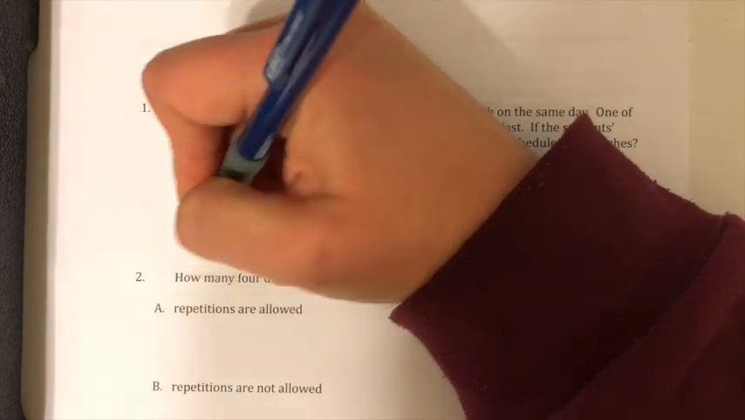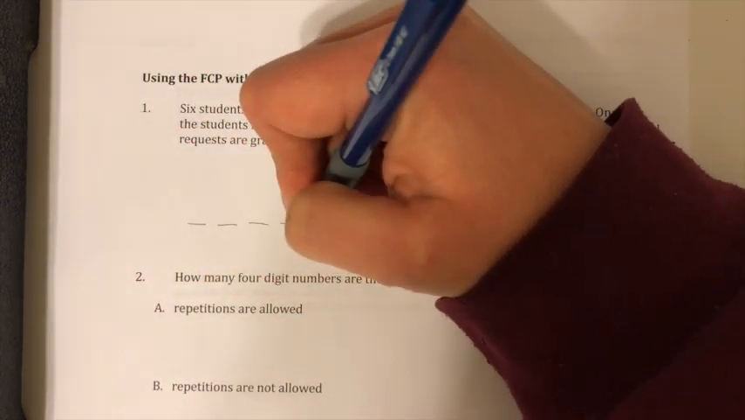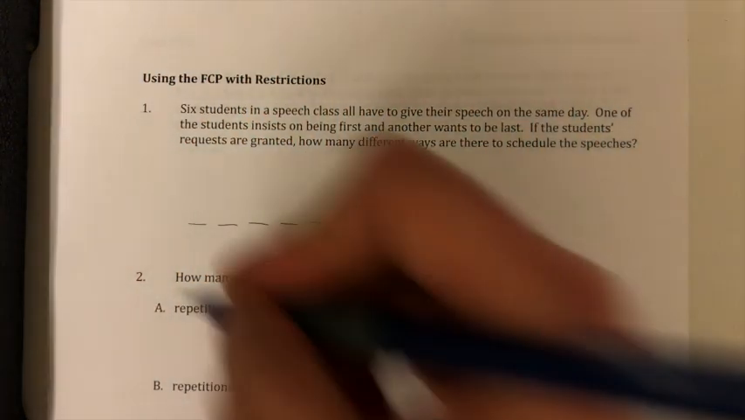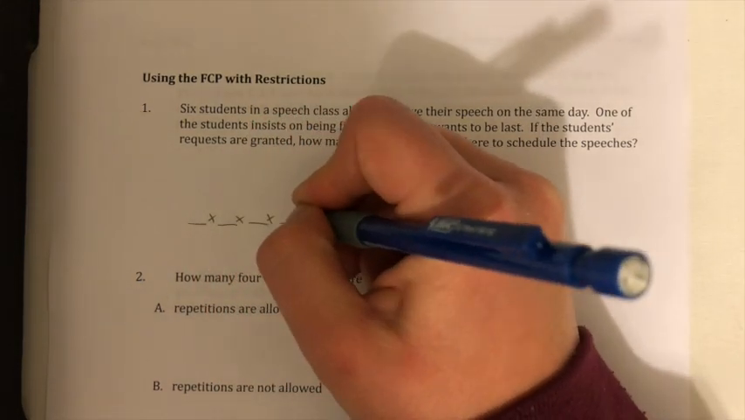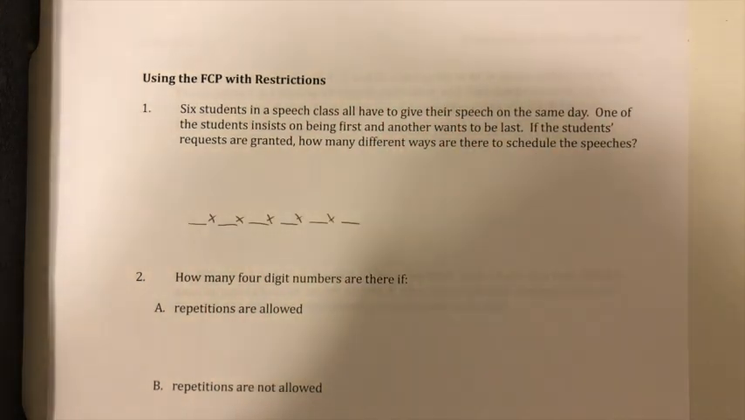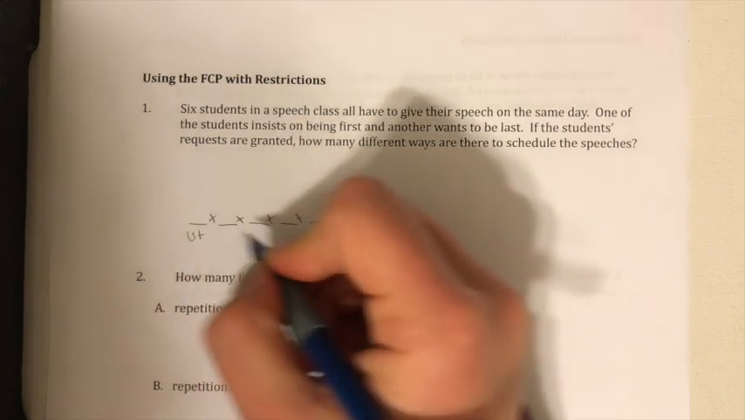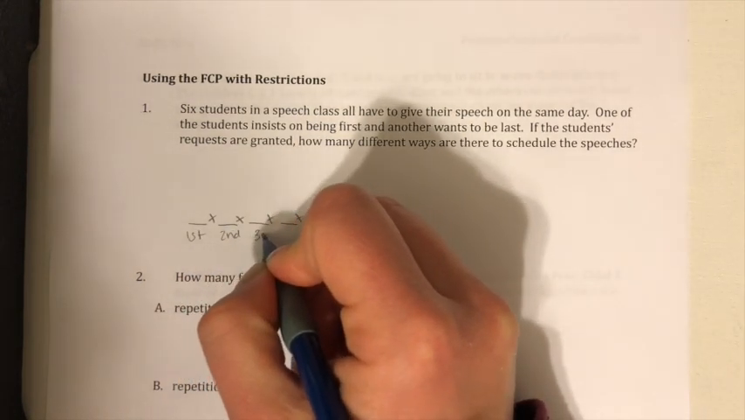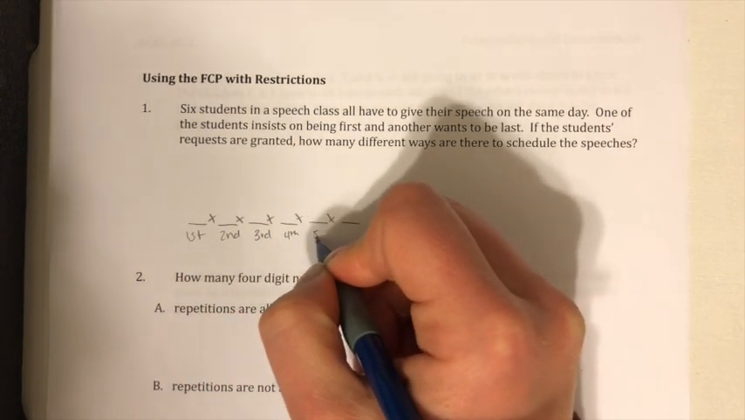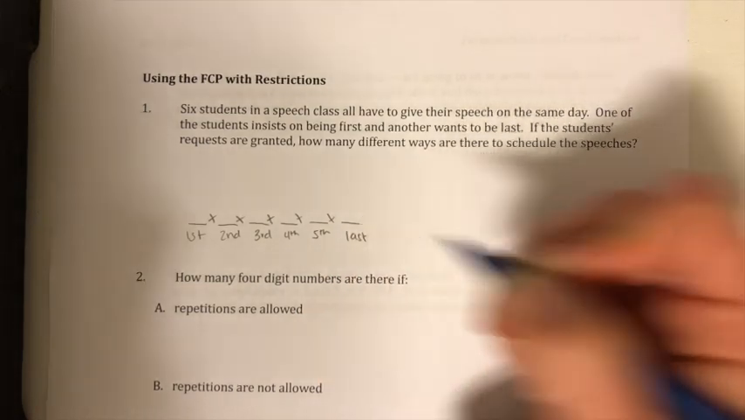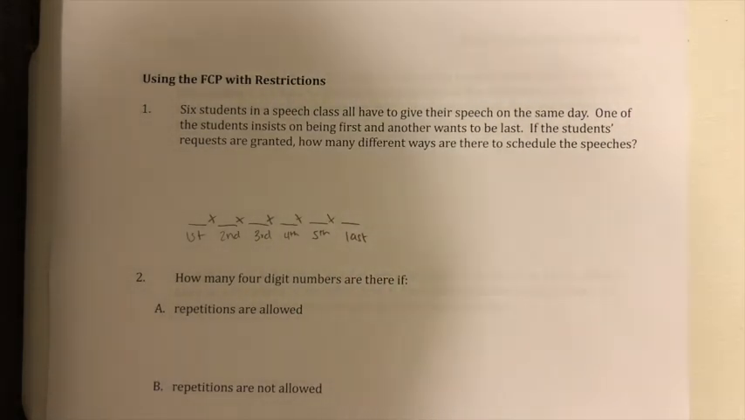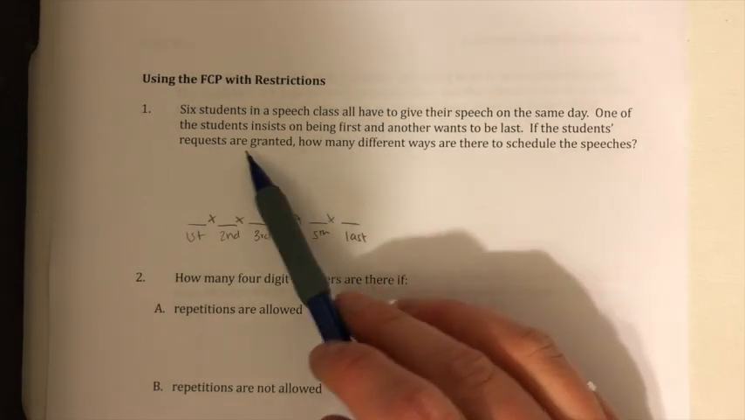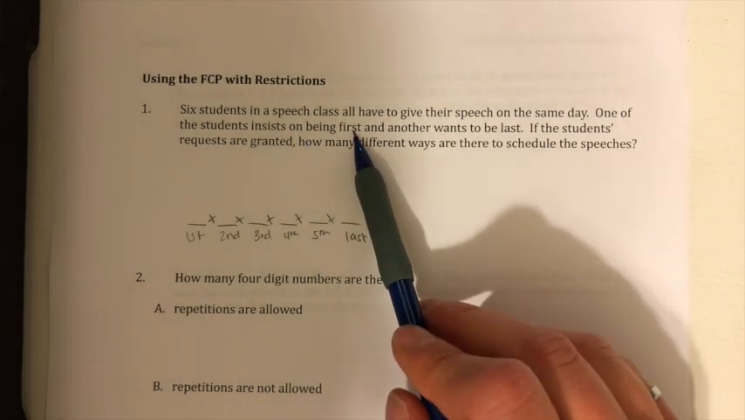Okay, so I'm going to set up 6 different slots, and all of these slots are going to be multiplied together. Somebody has to go first, somebody has to go second, third, fourth, fifth, and then last. So what this is saying is that one of the students insists on being first, right?